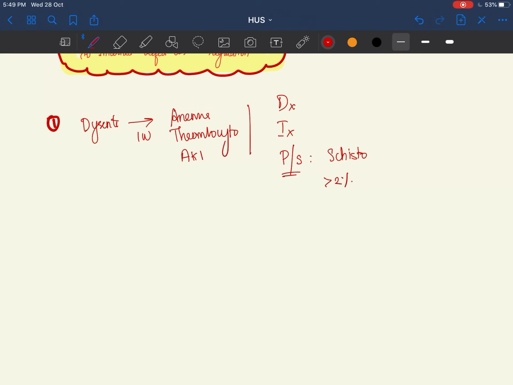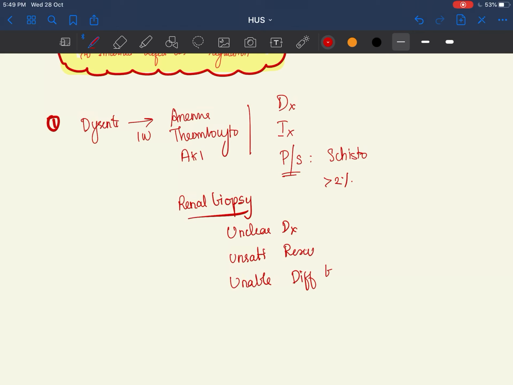And they can ask you indications for renal biopsy. Okay, so renal biopsy is for unclear diagnosis, unsatisfactory response, or unable to differentiate a recurrent HUS in a graft, allograft patient with atypical HUS. So, that is when you do a renal biopsy. That can be asked.